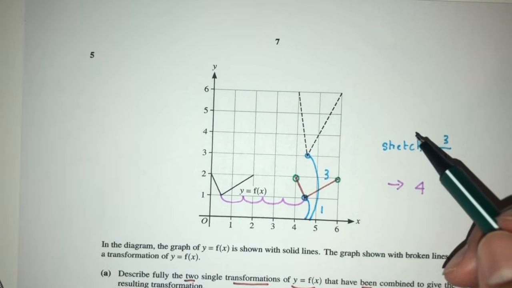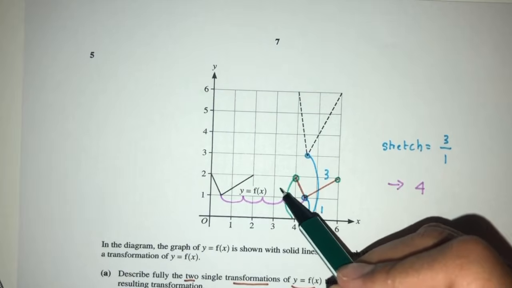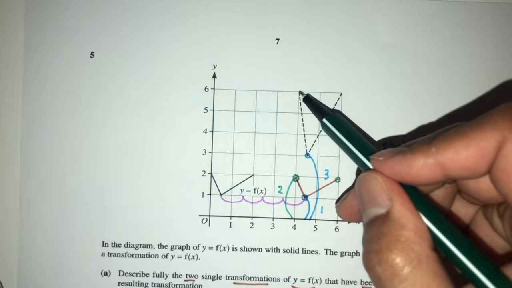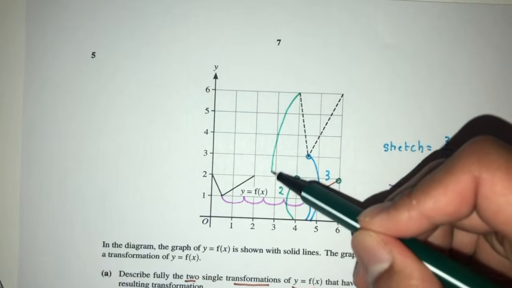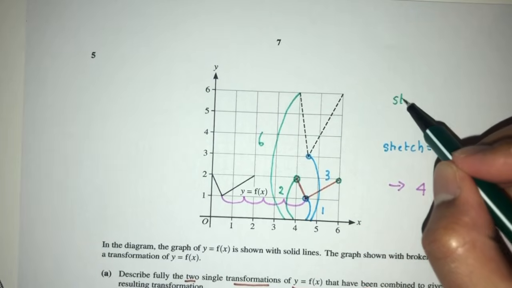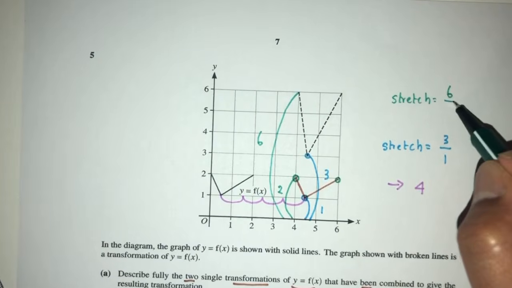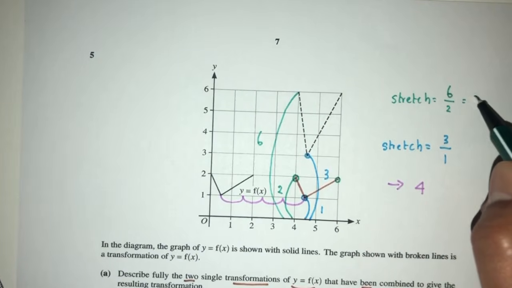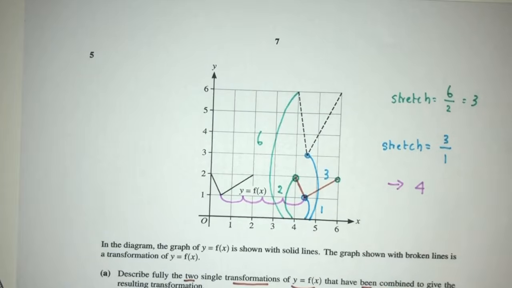So in this case, the distance will be what? Distance will be 1, 2, right? 2, and distance here will be 6, right? So 6, as you can see, 6. So stretch factor will be what? You have to find this one will be 6 over 2. That should be 3. Same thing for here. This is 2 and this is 6, so it will be 6 over 2, 3.